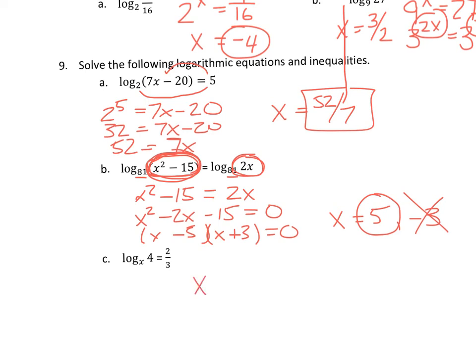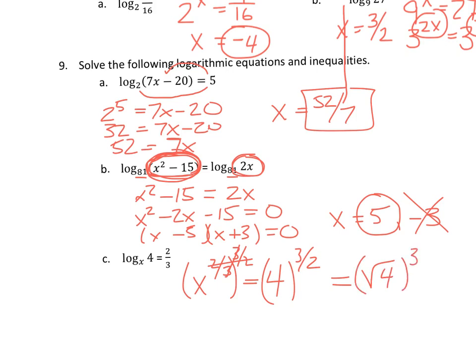9c means that x to the 2/3 power is 4. To solve this, you take both sides to the 3/2 power. By power of a power, these would cancel. 4 to the 3/2 is the square root of 4 cubed. So it's 2 cubed, which is 8.